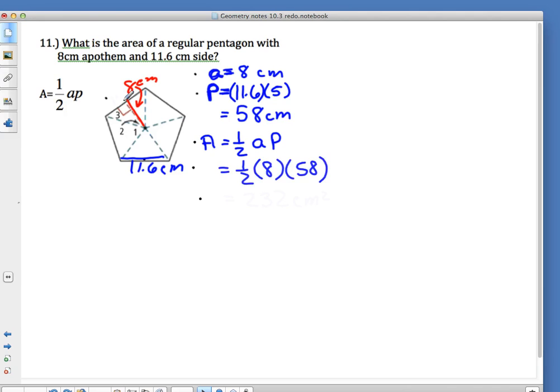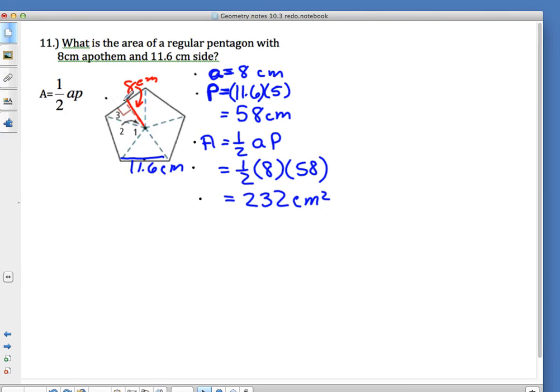Okay. So I got 1/2 times 8 times 58. I pop that in my calculator, and hopefully you're coming out with 232 centimeters squared. Okay, you and your calculator are one, right? As we go through. And if I'm asking for exact or simplest radical form, 232 centimeters squared is the answer. Don't be looking for anything else. If it turns out nice, it turned out nice. Any questions on 11?